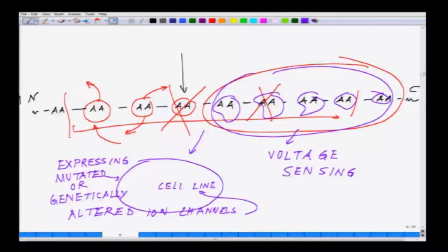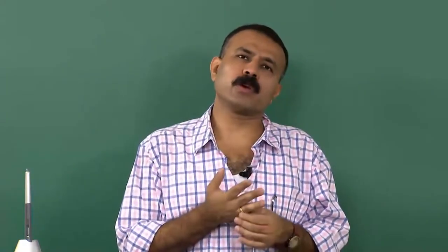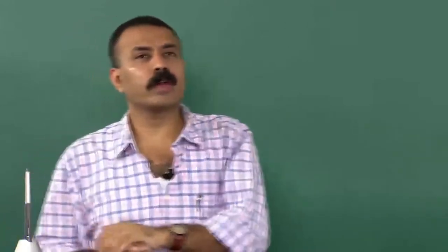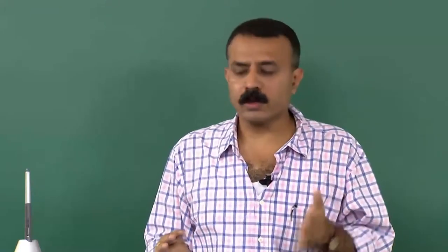Then you take this and you perform electrophysiology. That is where you will be able to figure out how a specific change in a sequence, or a mutation at a particular part, could influence its voltage sensing, could influence the selectivity pore, could influence the gate. And it is a very, very tedious process.